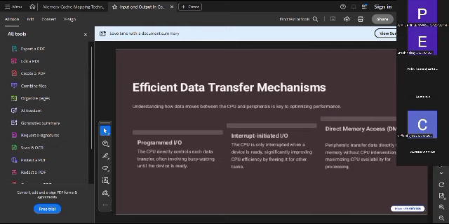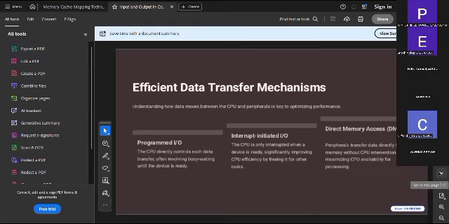Okay, so I'll be taking the efficient data transfer mechanisms. Understanding how data moves between the CPU and peripherals is key to optimizing performance. We take the first mechanism, which is programmed I/O, or programmed input-output. With this mechanism, the CPU controls each data transfer operation. This often involves the CPU constantly checking the device's status until it is ready to transfer data. This method is a little bit inefficient as the CPU spends valuable time waiting instead of performing other tasks.